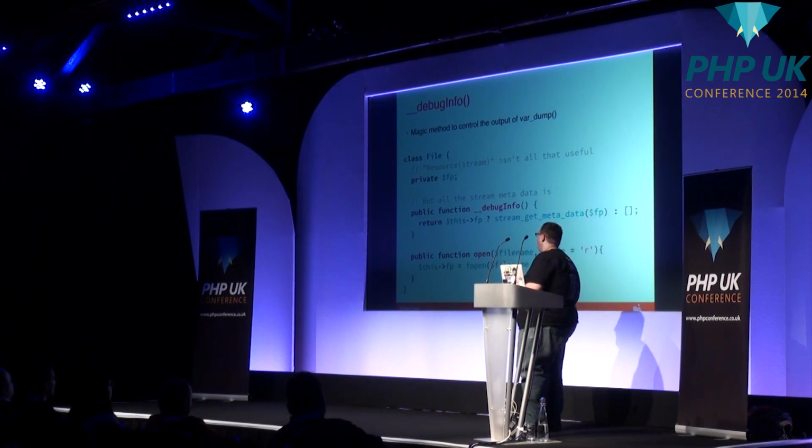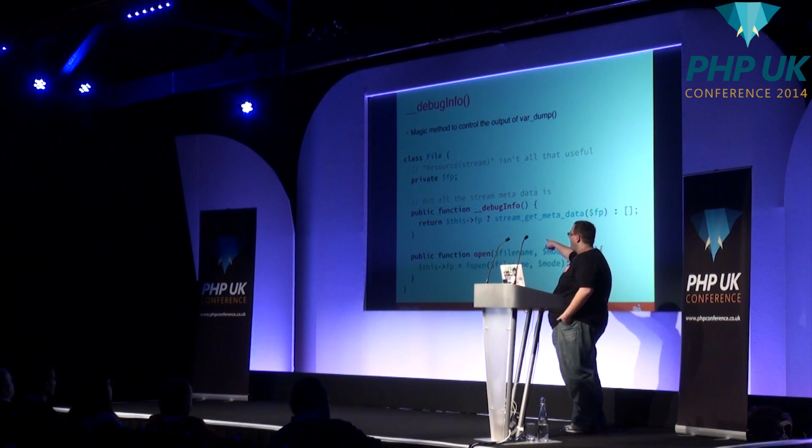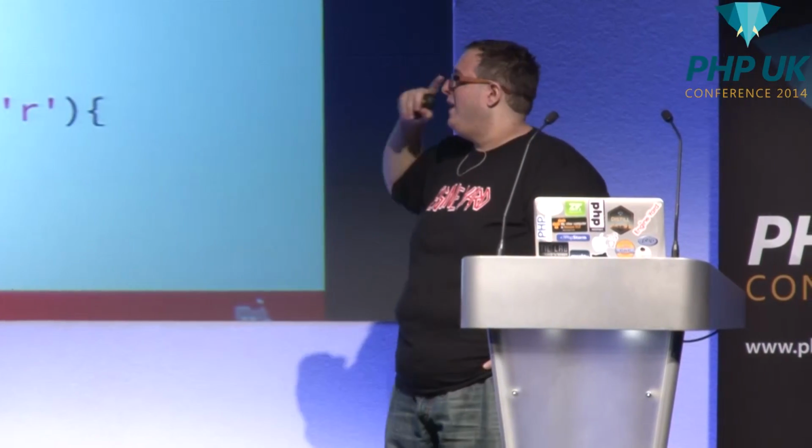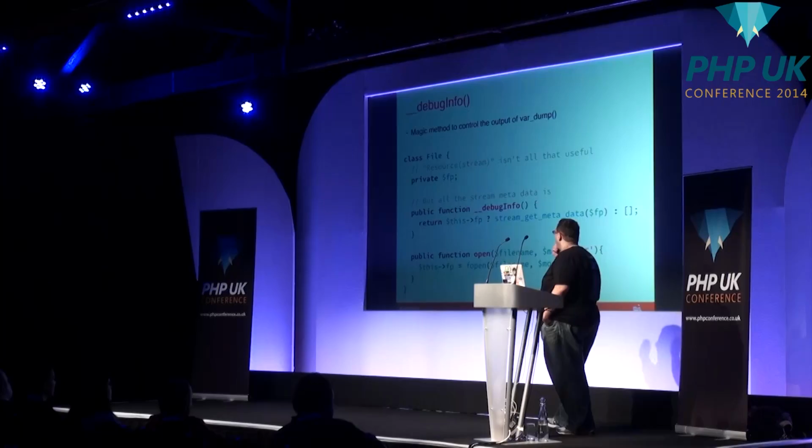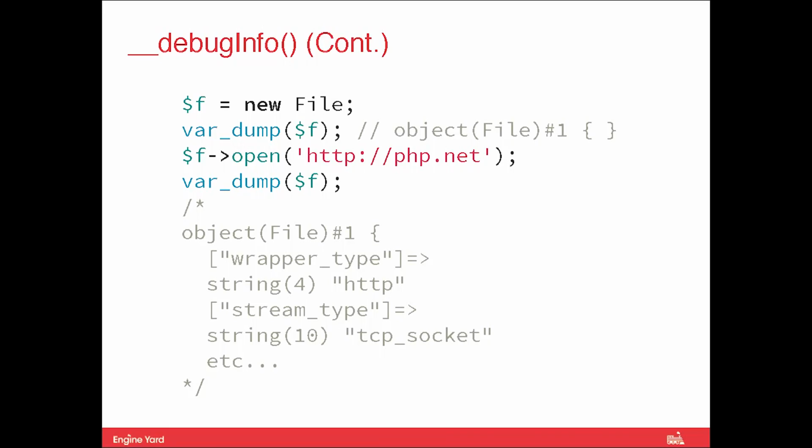So by defining this debug info, what we can do is say if the file pointer is true, which means it's got a value, in our case, then return stream get metadata, which is an array, or just return an empty array. So if we actually run that, now instead of getting our var dump with the resource, the first time we do it, before we've opened our file, we get an empty array. We get nothing actually because we've returned an empty array. Or after we've opened it, we get this wonderful set of debug information. So you can now pretty much do anything in that.